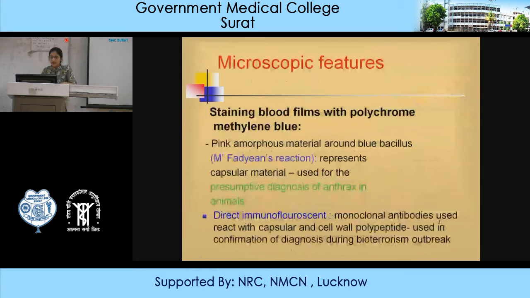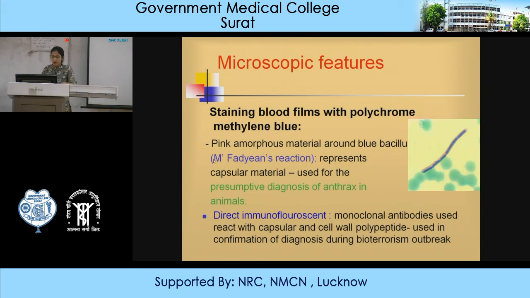Then staining of this blood film directly from the blood by the polychrome methylene blue. So here you can see the amorphous material which is surrounding the bacillus. See here in the picture, the pinkish color border is seen, which is suggestive of the capsule. So it represents the capsular material and presumptive diagnosis of the anthrax in an animal. So this is the polychrome methylene blue stain.